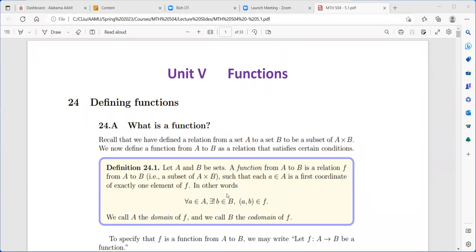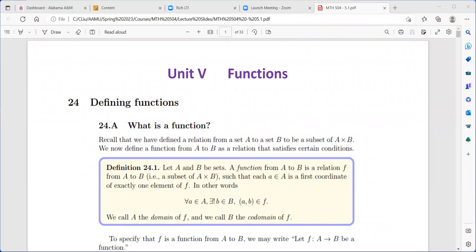And the range actually includes all the elements of B in the ordered pairs of the function. So that means some of the elements in set B may not be included in the function f, although all the elements in set A must be included in the function f. All right, see the difference? So we call this the codomain. The range is contained in the codomain. It's larger than or equal to the range.